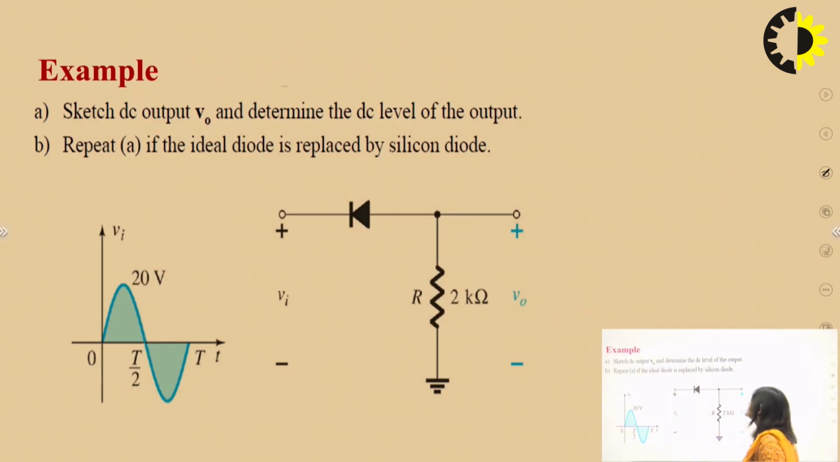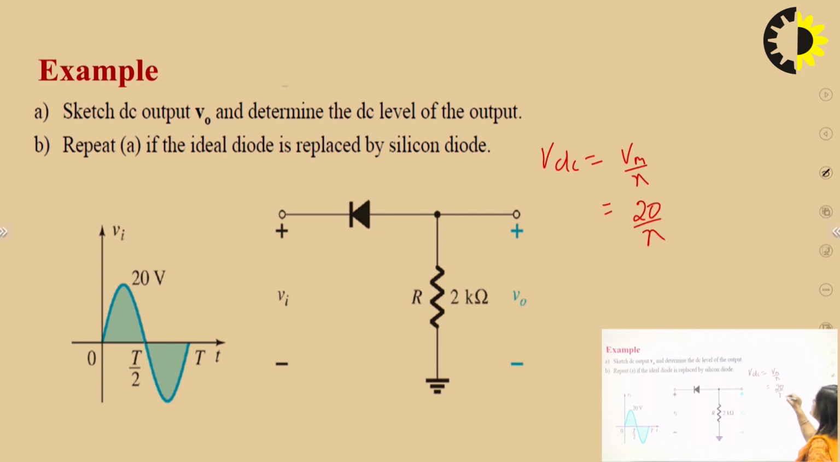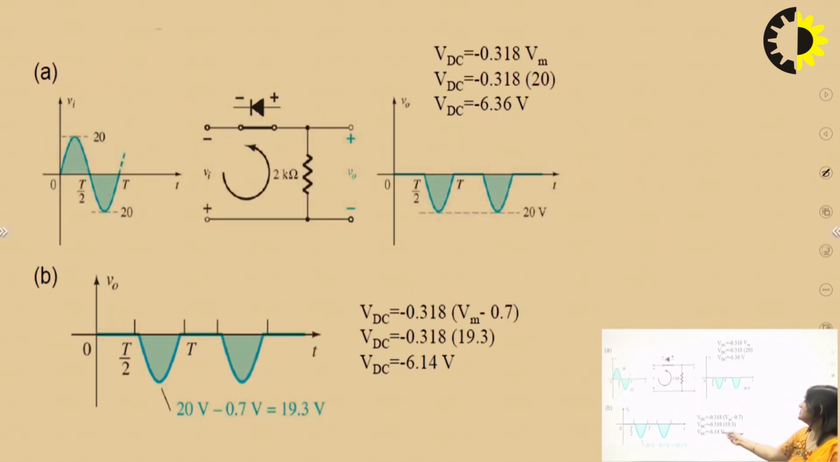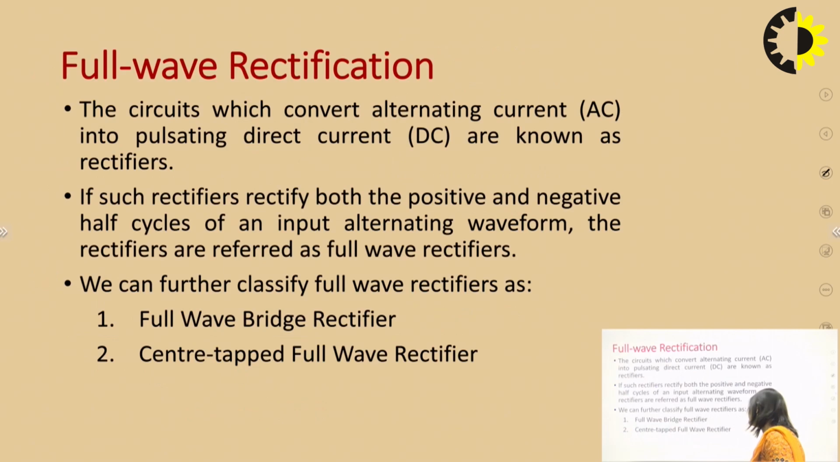So we can solve this question. This is the half wave rectifier, and we have to find the DC output voltage. For VDC, Vm upon pi is the output. Vm is 20 volts, so 20 by pi. We can solve this, and this is the VDC output here. Like we can see here, Vm upon pi, and the negative cycle is there. That's why minus 6.14 is there.